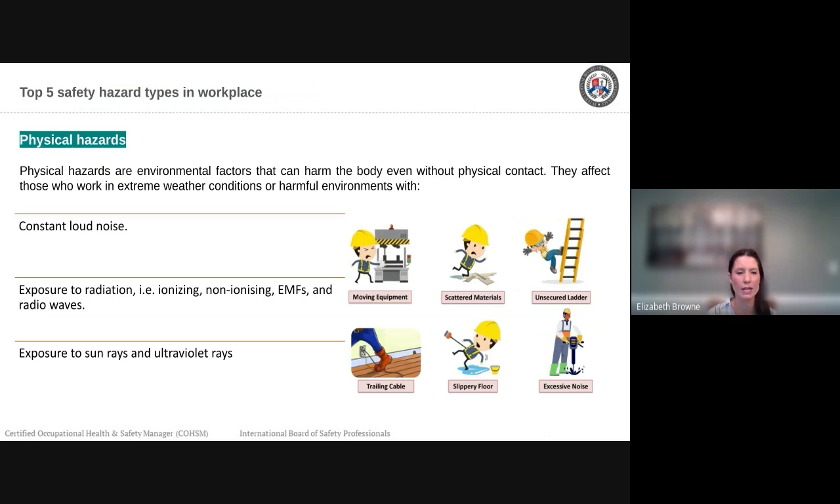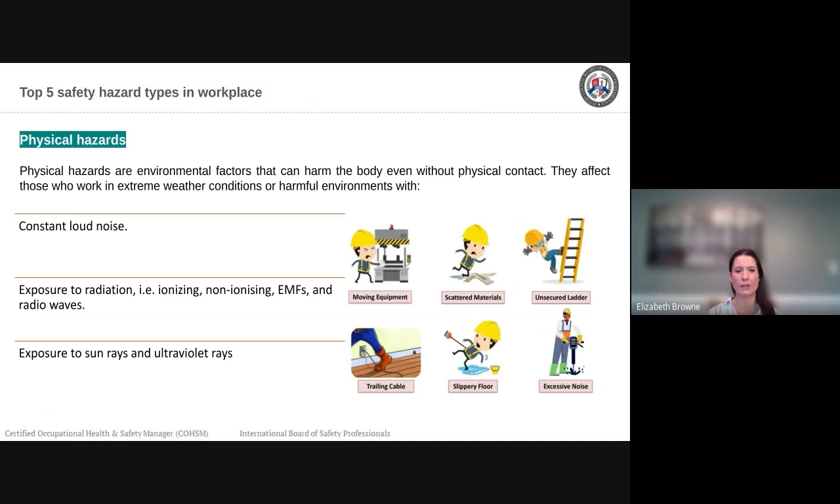All right, so let's look at our physical hazards. Physical hazards are environmental hazards that can harm the body even without physical contact. So they affect those who work in extreme weather conditions or harmful environments that include moving equipment, poor housekeeping, like scattered materials on the ground, a slippery floor, trailing cable, an unsecured ladder, being exposed to excessive noise. Like we have this picture of a jackhammer and it's a constant loud noise, being exposed to radiation, like ionizing and non-ionizing, EMFs and radio waves, even exposure to sun rays and ultraviolet rays like we get from welding. These are all physical hazards that employees can be exposed to without really even physically coming into contact with it.